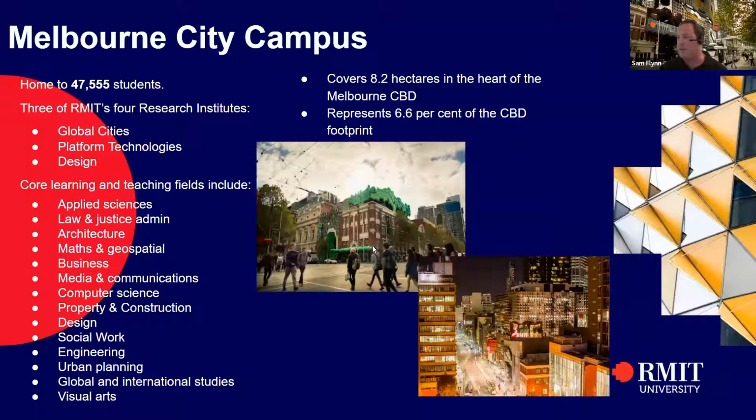So there's a couple of photos there just of the Melbourne City campus. It's quite large, so we can't show you all of it, but there's just a couple of photos there to give you an idea. But it really is a great location, and it's one of the great selling points of RMIT, that city location, which I know most of the international students really like.